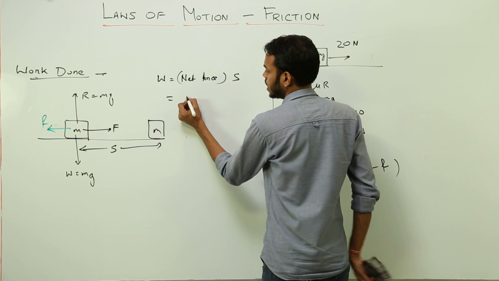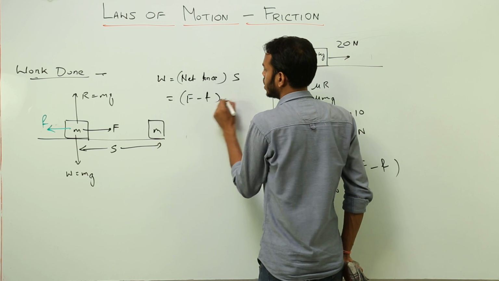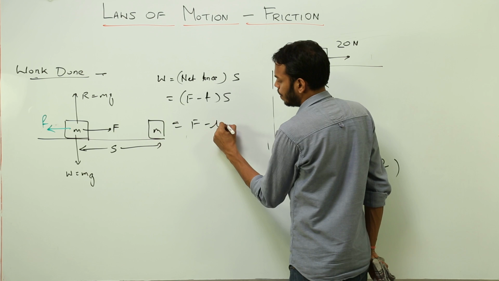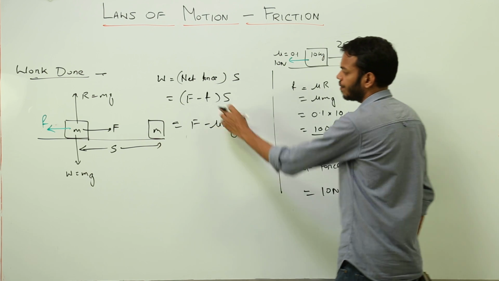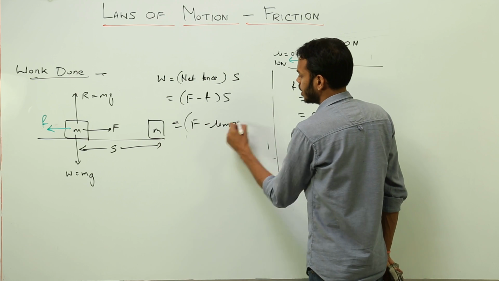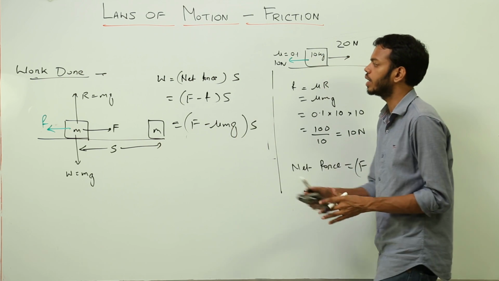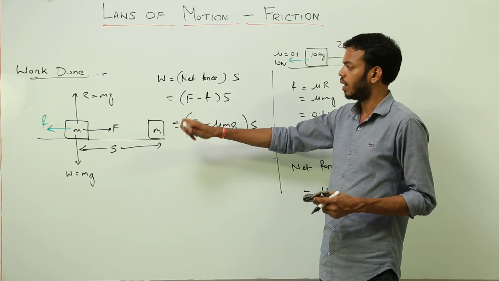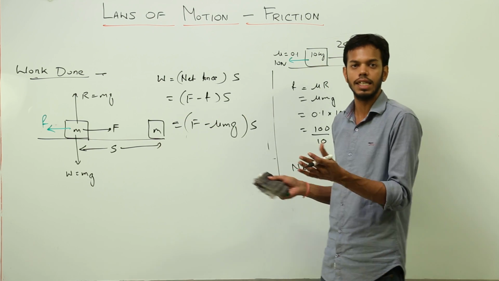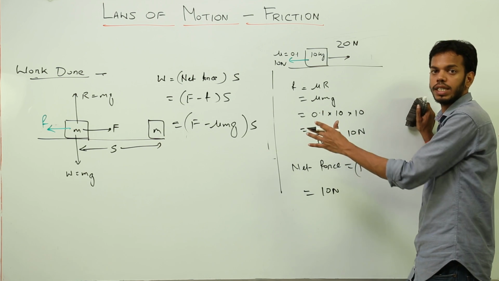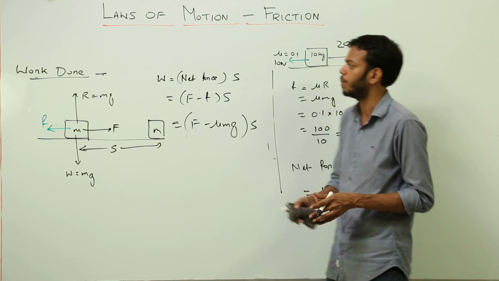So net force is applied force minus frictional force, multiplied by displacement, and here it will become (F minus mu mg) times displacement, right? Frictional force is mu into R, and this R is mg. So this is the value of total work done. If you have to learn the formula, learn this formula, and change it according to the circumstances of the numerical. But I'll again ask you not to learn the formula, instead go by method, not by the formula.